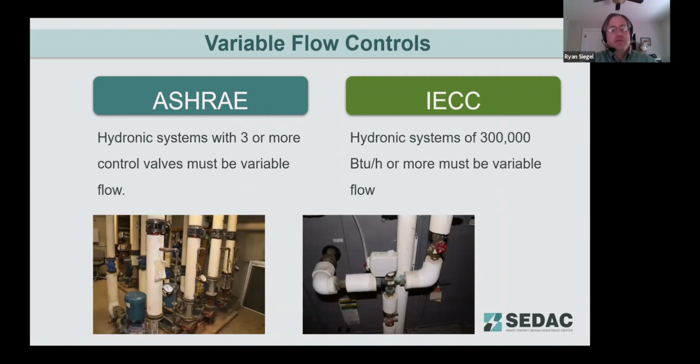As far as variable flow controls, both ASHRAE and IECC require variable flow controls. ASHRAE states that systems with 3 or more control valves must be variable flow, whereas the IECC has a threshold of at least 300,000 BTU to be variable flow. There can be a few different methods that you might use to handle this. One might be using one three-way valve in the whole system to make sure there's that minimum flow rate for proper operation. Another method is installing a bypass valve that modulates if the flow gets too low, so you have the ability to modulate while maintaining that minimum flow for proper operation.